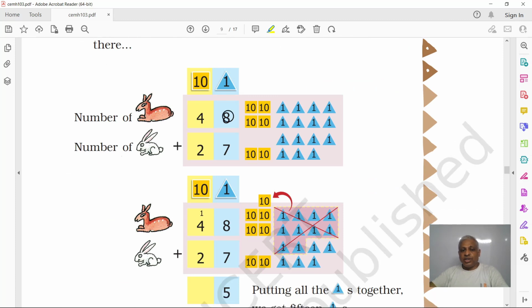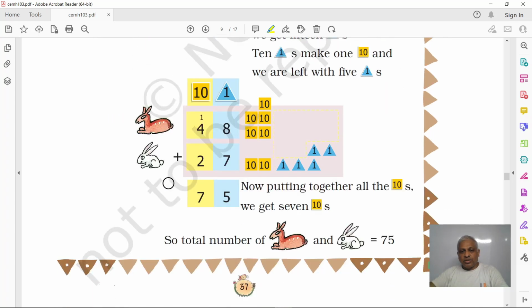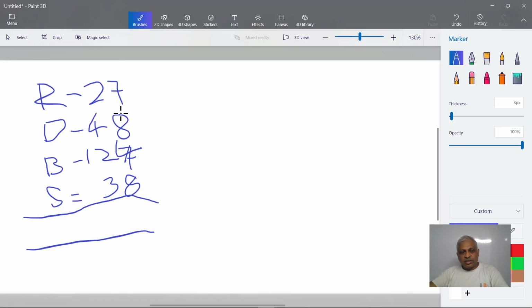Deer 48, rabbits 27, and you know how to add tens and ones. 7 plus 8 is 15, plus 4 is 19, plus 8 is 27. So 7 here and 2 here. 2 plus 3 is 5, plus 2 is 7, plus 4 is 11, plus 2 is 13, and 1 here, 2. So what's the total?